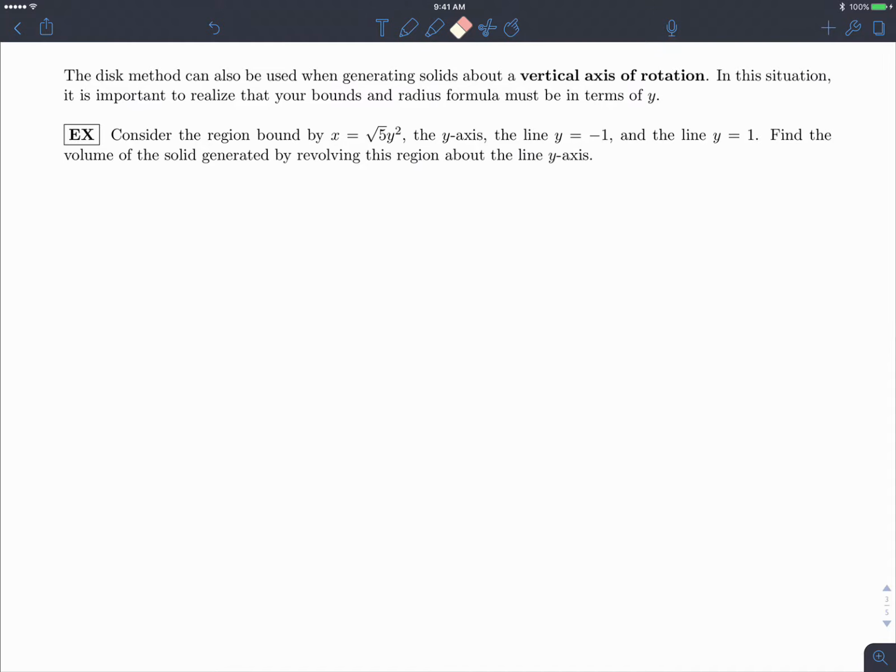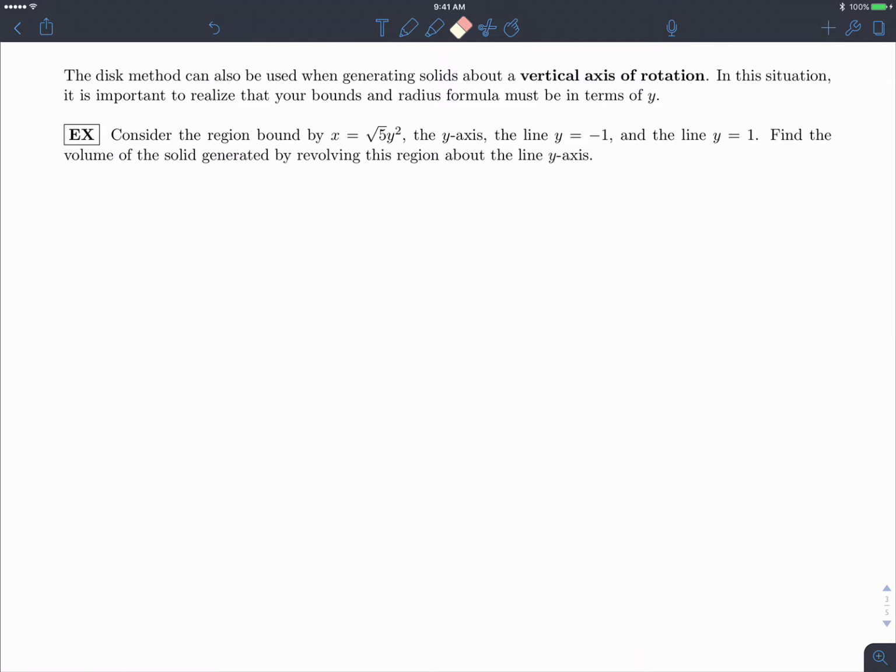So in the last two examples, we looked at solids that were generated by rotating around horizontal axes of rotation. Now we're going to consider the disk method with a vertical axis of rotation. As we're going to see with this example, what this is going to have us do is change how we view the disk method: rather than being a function of x with bounds in terms of x, we need to think about it as a function of y with bounds in terms of y.